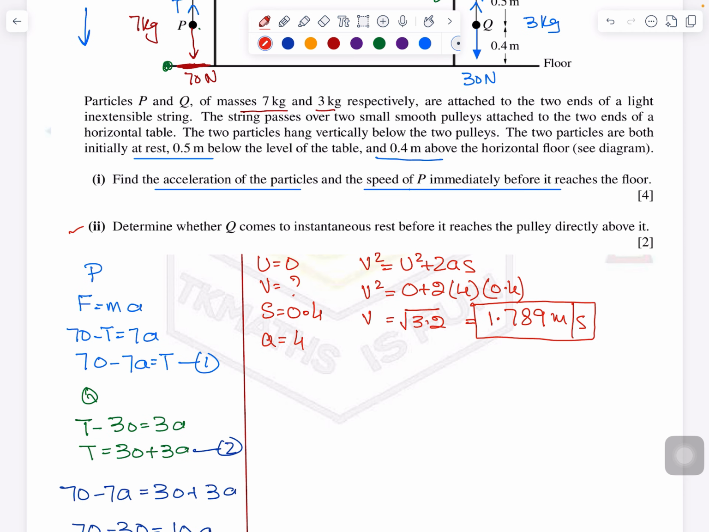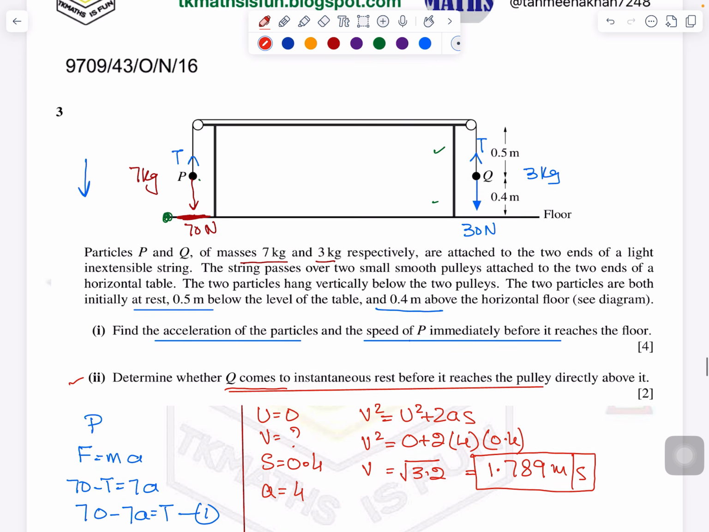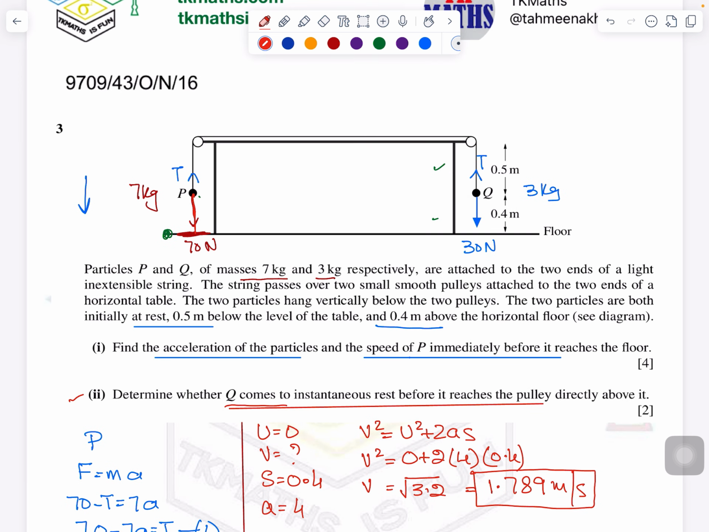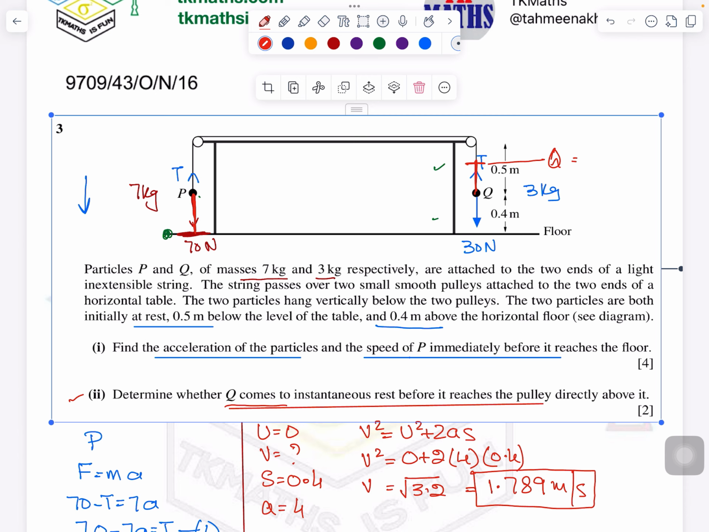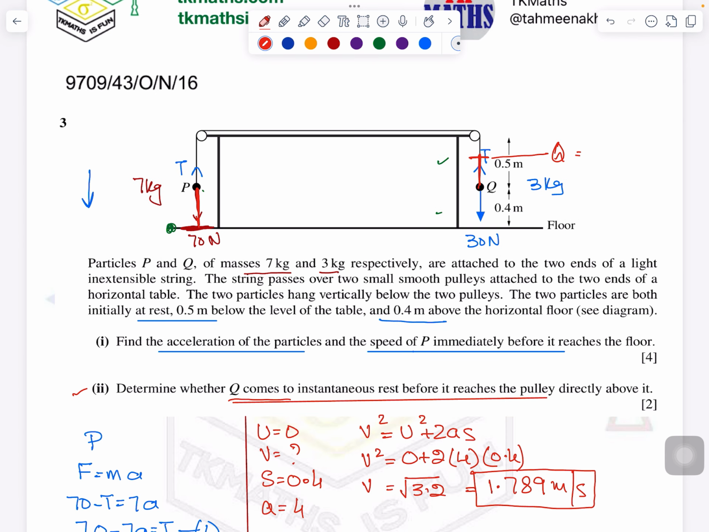In part 2 we have to determine whether Q comes instantaneously to rest before it reaches the pulley. So what is the situation now? When P has covered this distance of 0.4 meter, Q has also covered a distance of 0.4 meter, right? Now at this point, the velocity of Q is the same as the velocity of P when it reaches the ground, which is 1.789. Why did I write U? Because now Q is going up, so this will be considered its initial velocity, right?